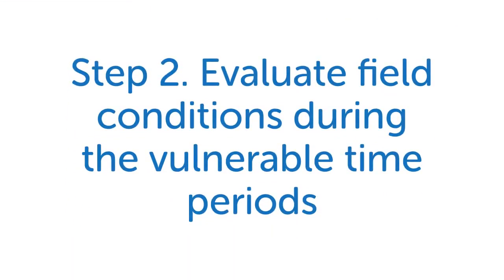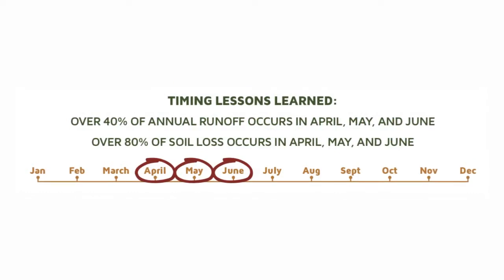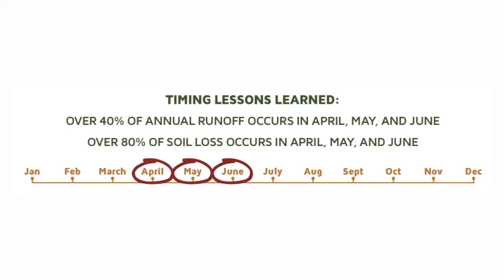Once you have learned some common areas where erosion occurs, the next step is to evaluate your fields and the conditions during vulnerable time periods. Discovery Farms research has shown that vulnerable times for soil loss include April, May, and June because of the combination of high amounts of runoff and limited soil cover.